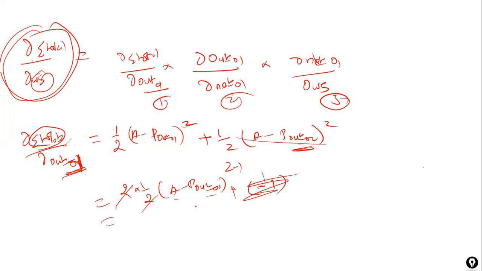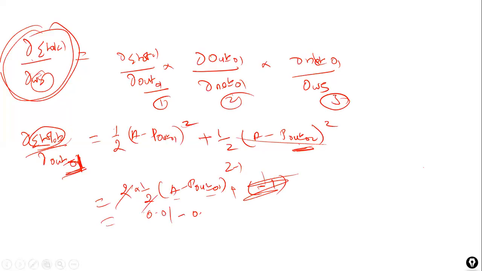And we know what the actual value is and what the predicted value is. 0.01 is the actual, and the predicted value is 0.75136. You get 0.7413. This is your partial derivative of the total error with respect to ∂out O1. Got it?